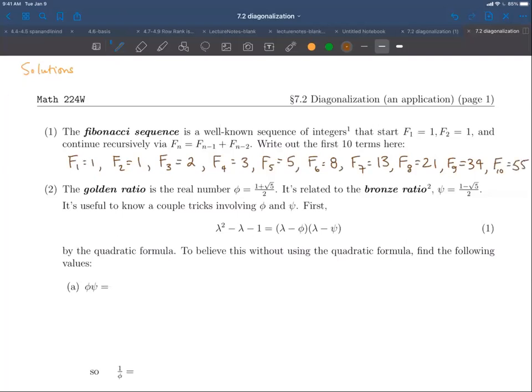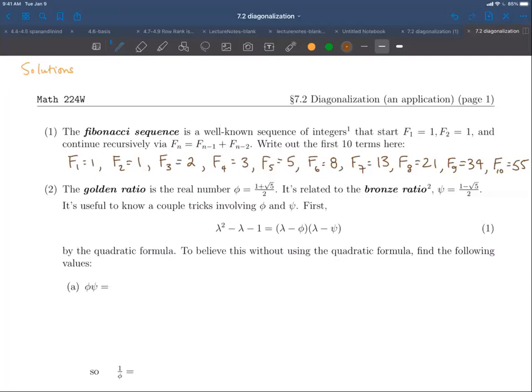And you could imagine that if you wanted a really large Fibonacci number, it'd be a pain to sit down and calculate all of these out. So our goal is to use diagonalization to find a nice-ish formula for calculating any Fibonacci number that we want. One of the things that might be surprising to find in this formula is that the golden ratio pops up. And the golden ratio is this number, 1 plus the square root of 5 over 2.